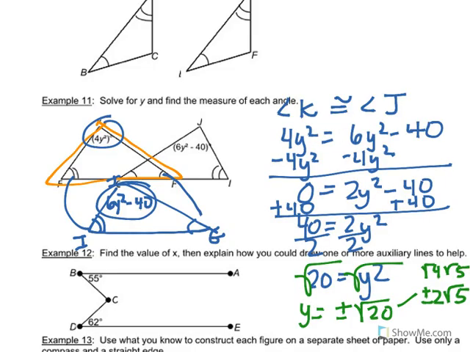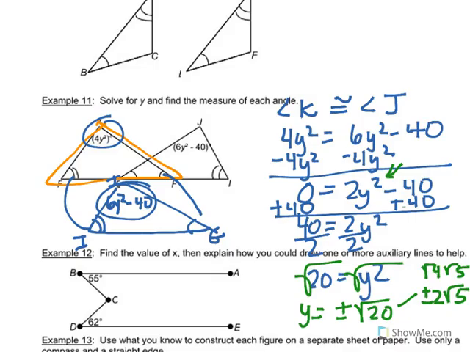Okay, so I set up my problem. 4y squared equals 6y squared minus 40. I subtracted 4y squared so that this would be a positive number. And then I added 40. So we ended up with 40 equals 2y squared. Then I divided each side by 2. So we got 20 equals y squared.